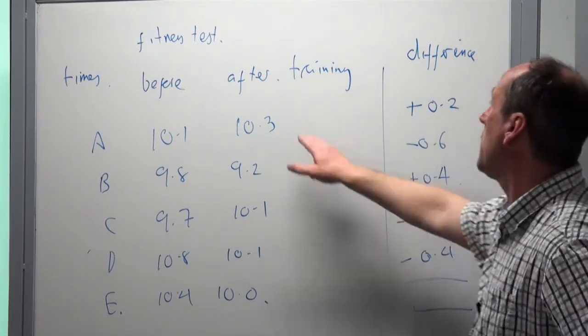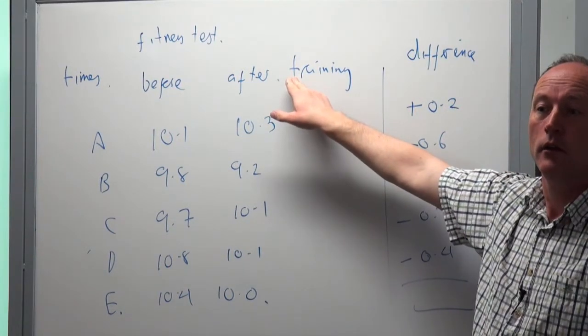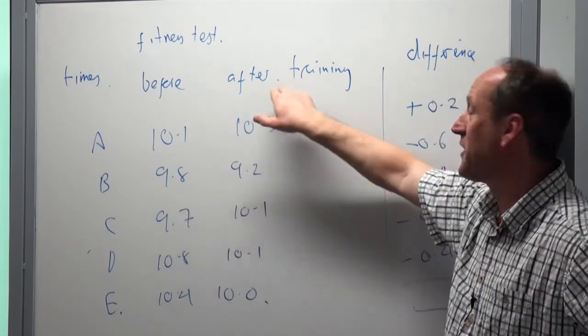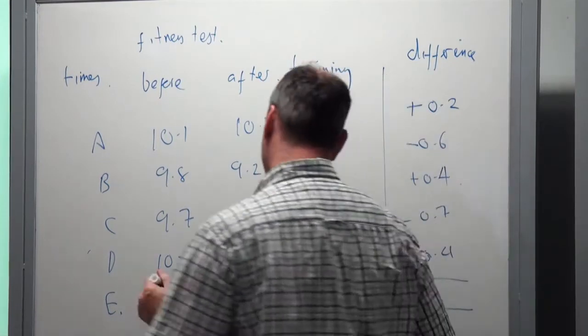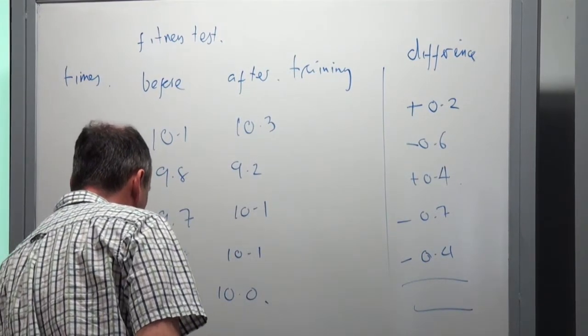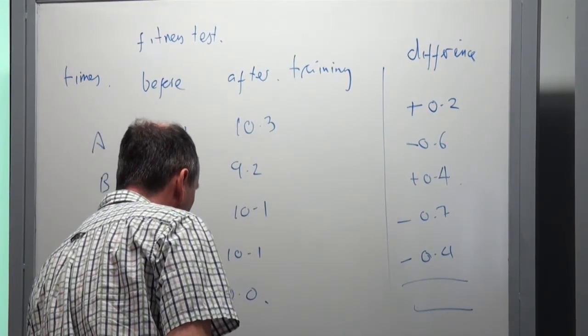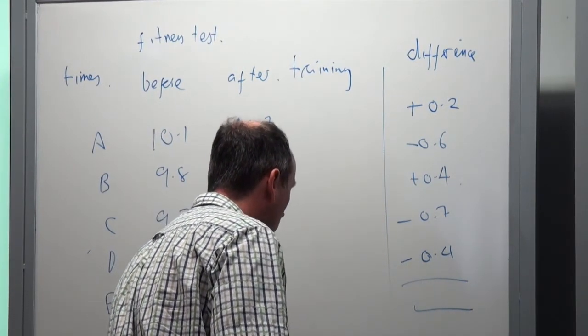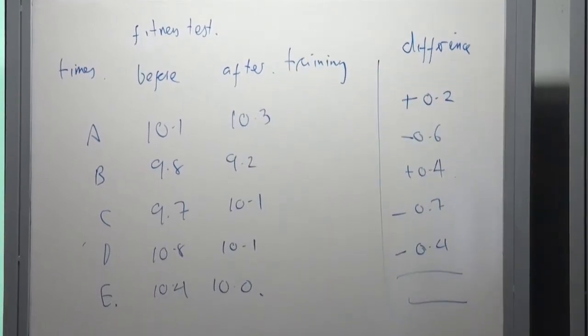And of course, what's your null hypothesis about the training? After training, it's the same. The training's had no effect. Your null hypothesis is that your training has no effect. Of course it is. That's always your null.